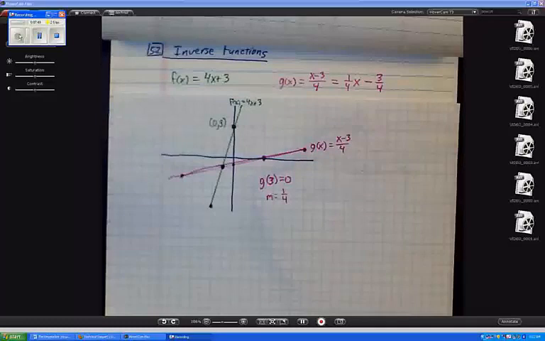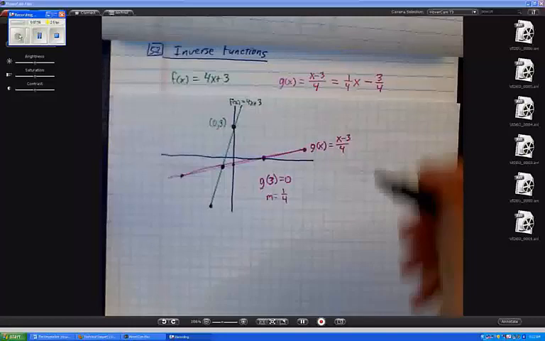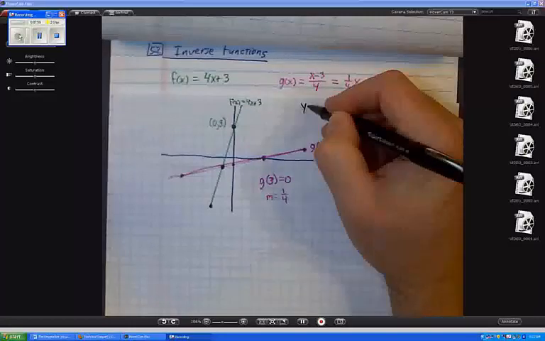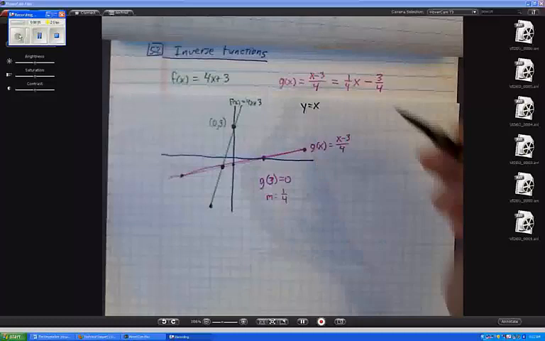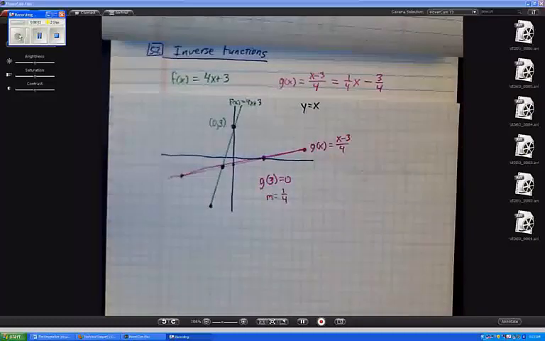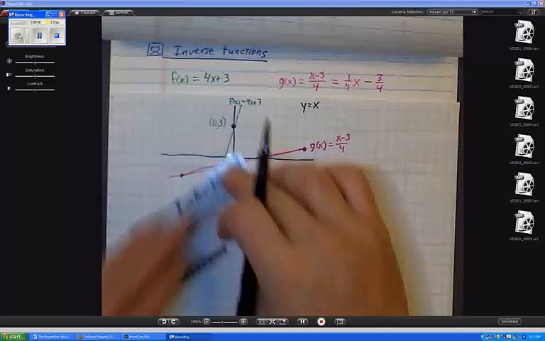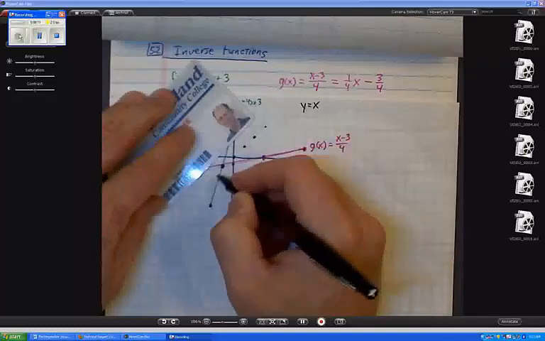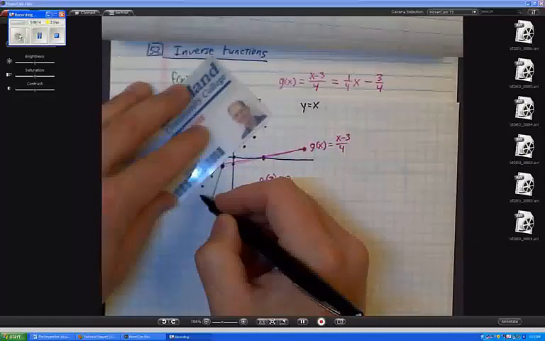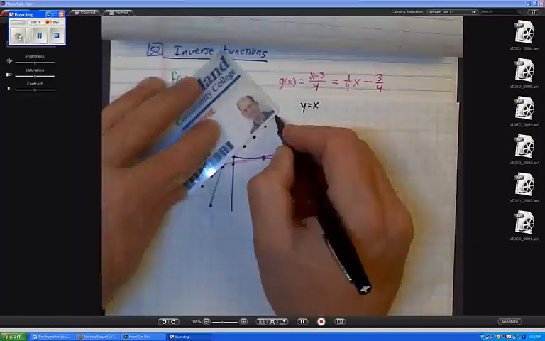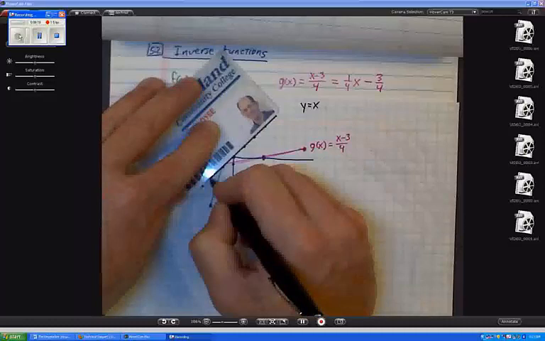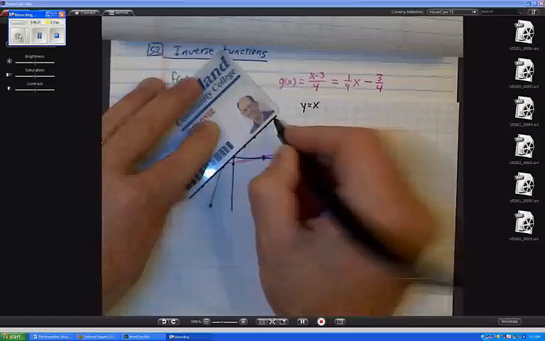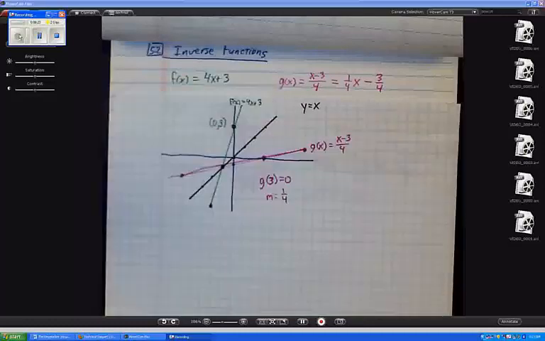Okay. And I asked you guys to graph one more function for me, and that was I wanted you to graph y equals x. Now, what does y equals x look like? What's that? A slant, right? It goes right up the 45-degree angle, right through the origin, right through that point. Actually, it goes right through that point where they intersect. Okay? Now, do you see why I had you graph y equals x?